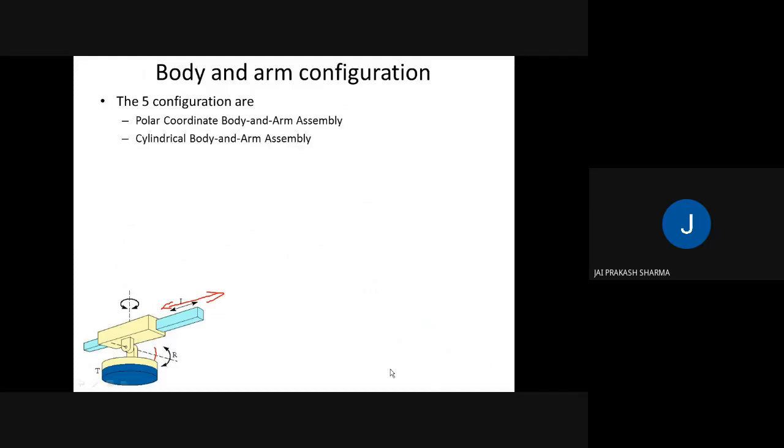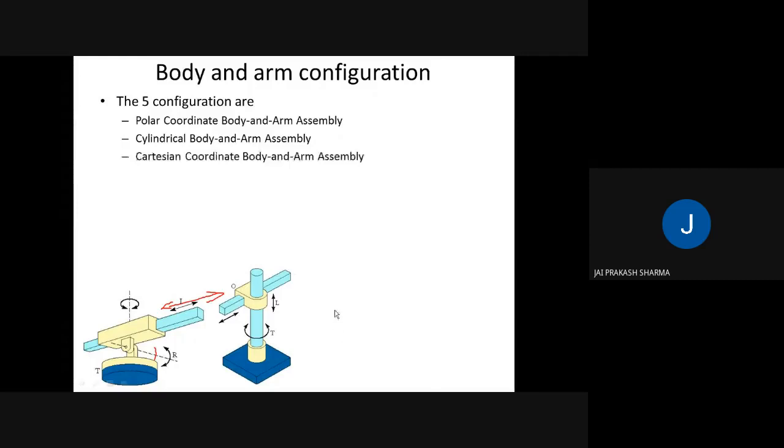The second configuration is the cylindrical body and arm assembly. So this is an example of this configuration. Then the Cartesian coordinate body and arm assembly. So this is an example. All these configurations which you are looking at right now are a combination of some revolute or translatory motion, and based on the action they perform, these configurations are named.